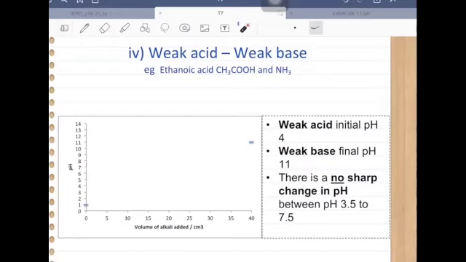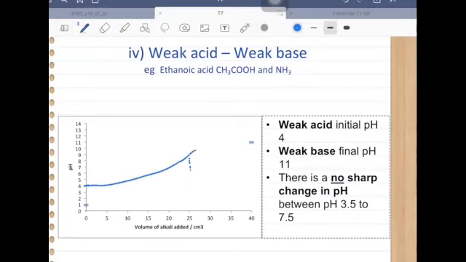There is a mistake in my graph. I think I copied the wrong graph, but yours is correct, I believe. It should start at 4 because it's a weak acid, and it should finish at 10 or 11 because it's a weak base. And the neutralization is happening at somewhere around 25. Okay, there's no vertical region because there is no sharp change.